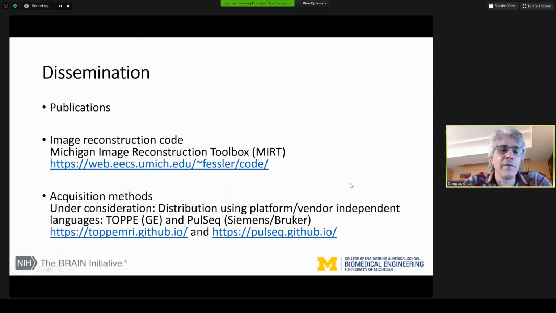In terms of sharing and disseminating acquisition methods, we haven't made any firm commitments to do this, but we're looking at distributing this via some platform or vendor independent languages. So for example, there's a project with one of my colleagues on this project, John Nielsen, with Maxim Zaitsev at University of Vienna, using languages that we call TOPPE or Pulseq, which are platform independent languages, and we have a translator that goes between these. And so whatever we do on GE, we can set up to run almost exactly the same on the Siemens scanner. And so we're hoping that we might be able to share things this way.